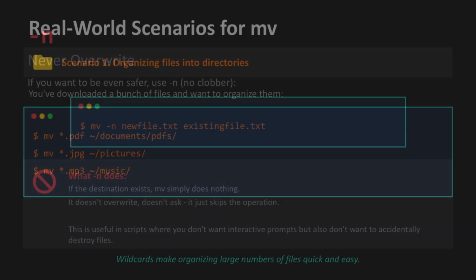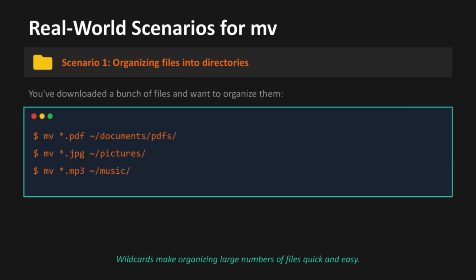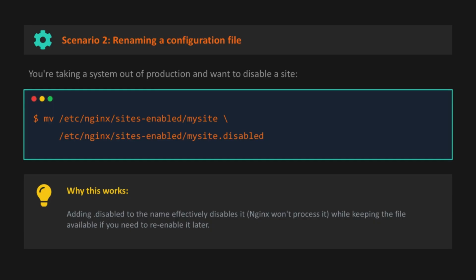So if you're organizing files into directory and you've downloaded a bunch of files and want to organize them, you can use code like this on the screen. If you're taking a system out of production location and you want to disable a site, you can use this code you see on the screen.